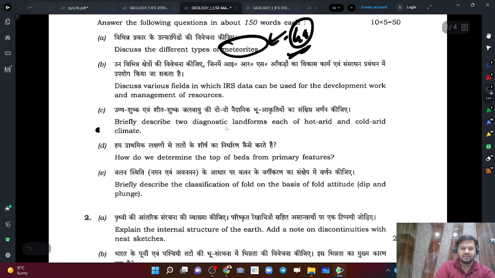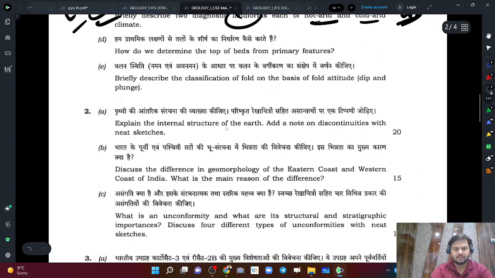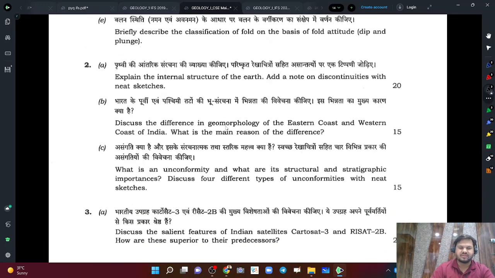They have asked two landforms associated with hot arid and cold arid. So basically, this is desert landform. They are asking about desert landform. Right. So again, a question on landform. Then this is difference in geomorphology of eastern coast and western coast. So this question is from geomorphology of India.